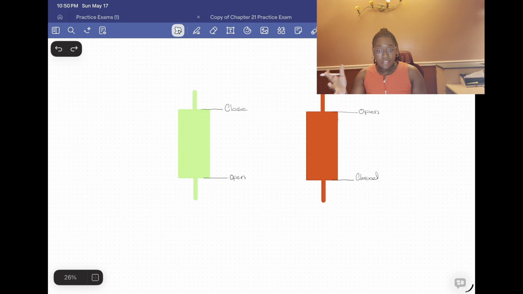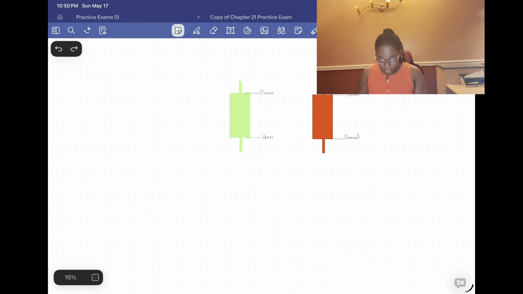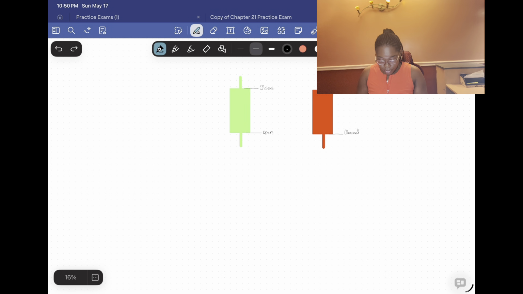So you have three types of price action that can be occurring in the stock market. You have an uptrend, and this is where you see a line like this. Let me actually show it on here.